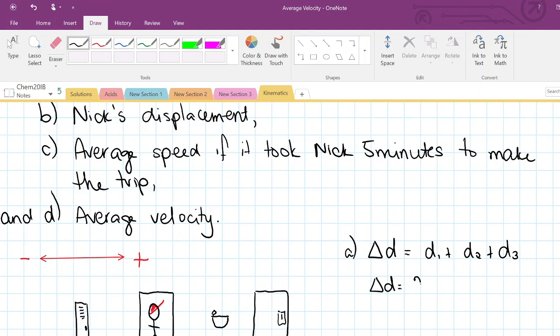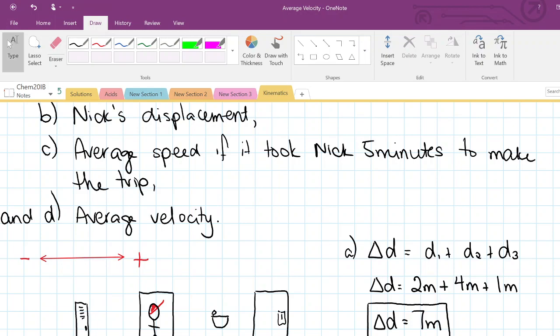In the first distance, he travels 2 meters. In the second distance, he travels 4 meters. In the third distance, he travels 1 meter, which means that our total distance traveled is 7 meters. Okay, that's how far Nick travels on his way to the bathroom. So that's the first thing.